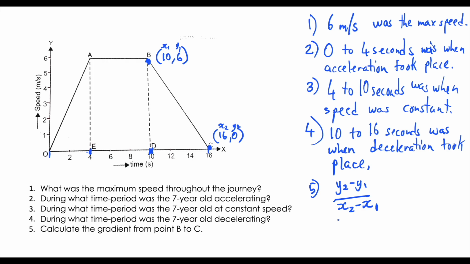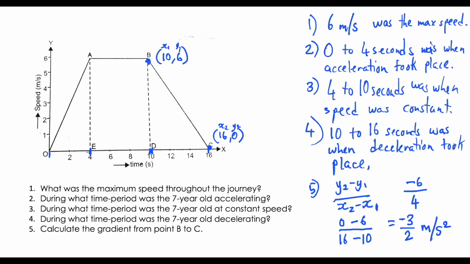So my formula here says y2, which is 0, take away 6. So y2 take away y1, which is 6, over x2, which is 16, take away 10. So 0 take away 6 is negative 6 over 16 take away 10, which is positive 4. So if I was to reduce this to its lowest form, we're essentially saying 2 into negative 6 goes negative 3 times, 2 into 4 goes twice. So negative 3 over 2 meters per second squared.